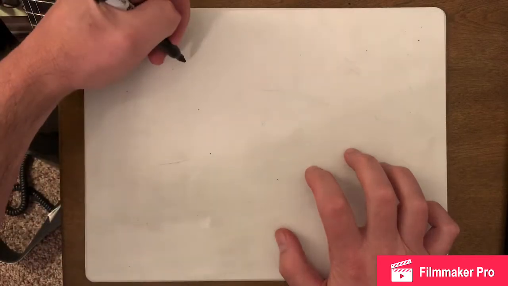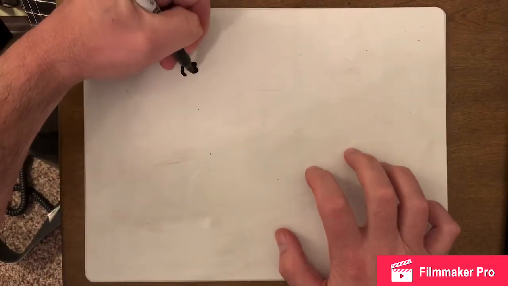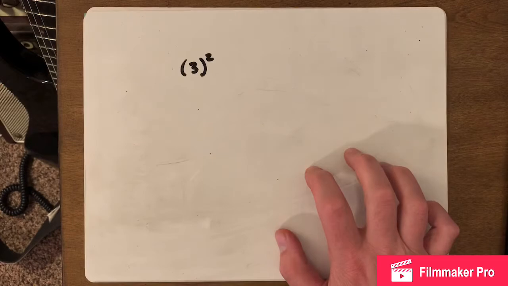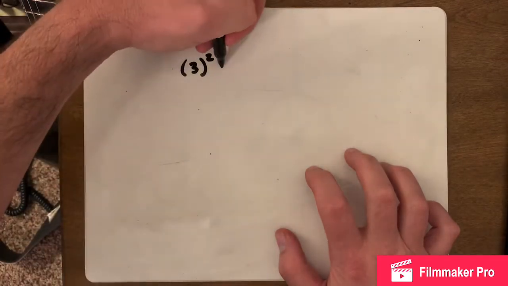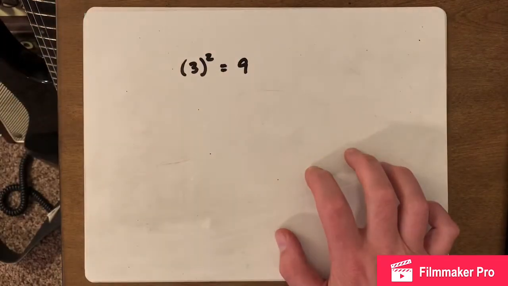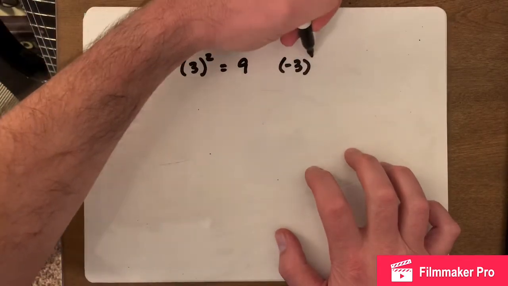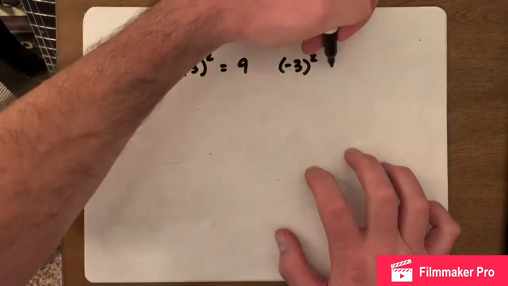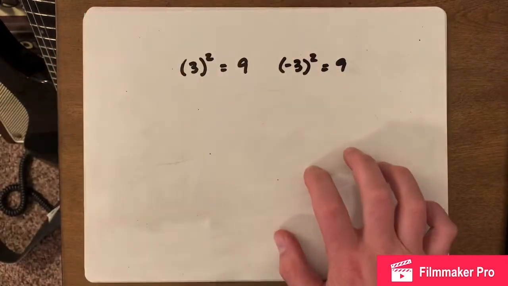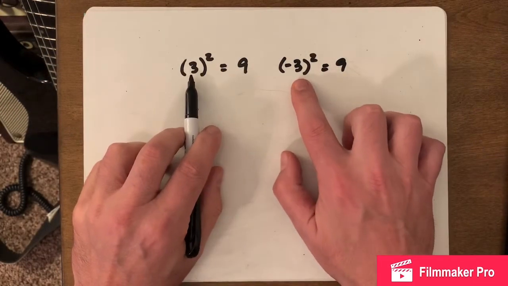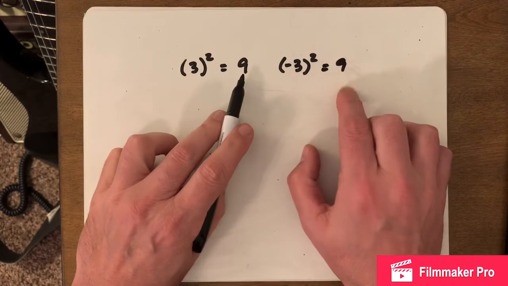Let me set it up here a little bit. I'm going to think of 3 squared. What's 3 squared equal to? We all know that that is 9, right? However, negative 3 squared is also equal to 9. So here we have two different numbers that, when you square them, both equal 9, right?